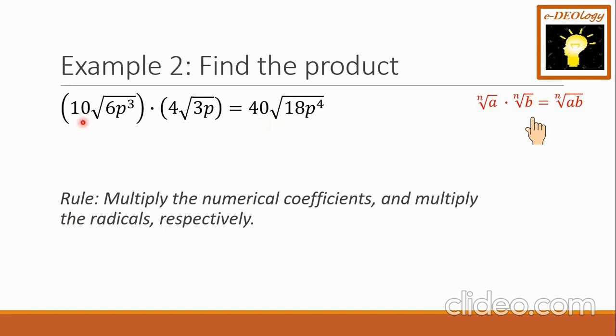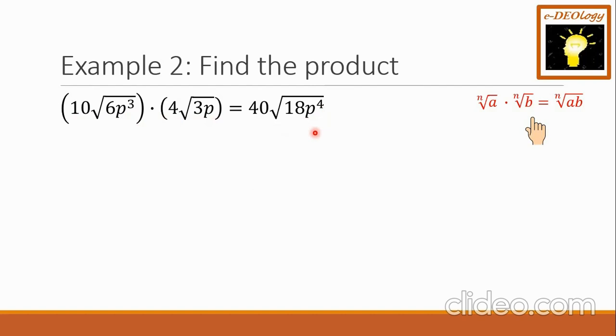So in here I multiply the 10 and the 4, and that is 40. And for the radicals, I must check first if the index are the same. Both are square roots, so we have the same index of 2. So we are to multiply now the radicands. The 6 multiplied by the 3 becomes 18. The p cubed times the p equals p raised to 4. So this is our answer.